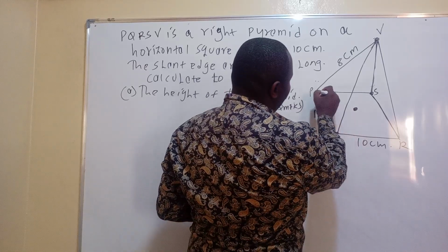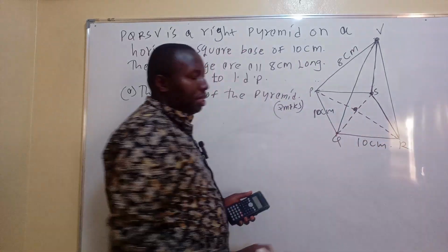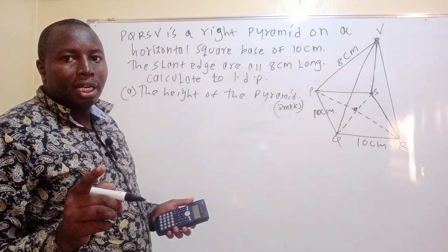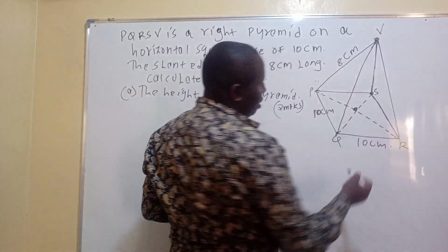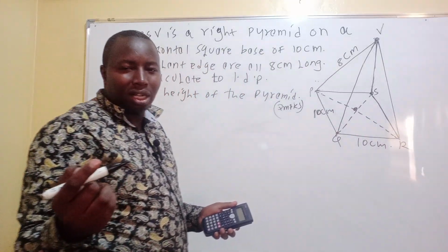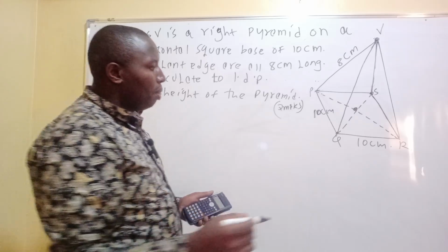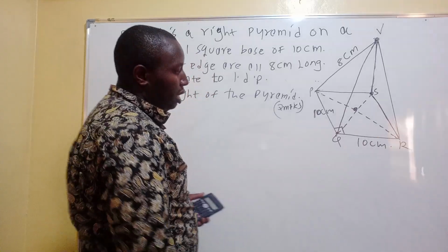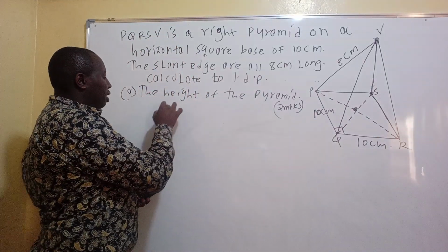Now, when you want to find the height of this pyramid, the best thing is to find the diagonal. You can find PR or QS. Because it's a square, all sides are equal, and therefore that angle is 90 degrees. So start by finding PR.